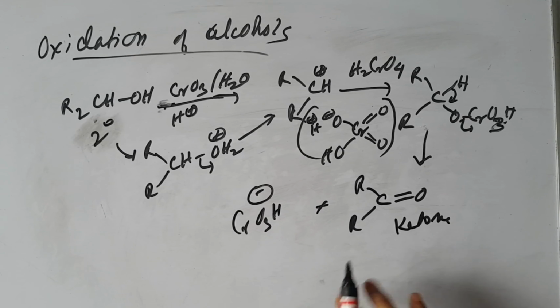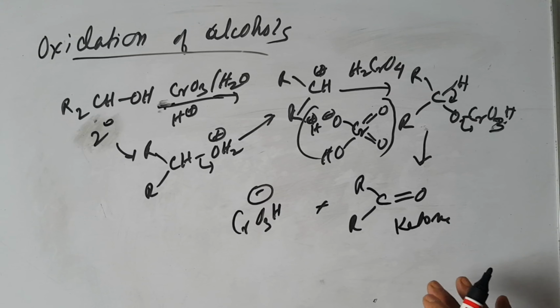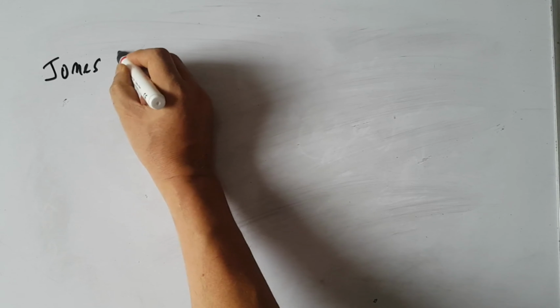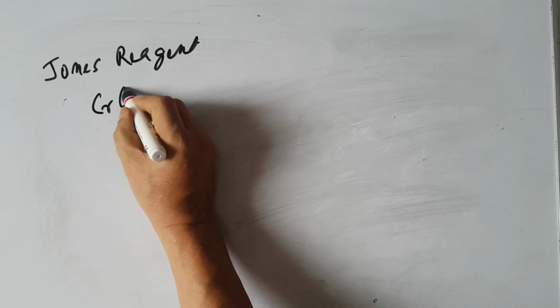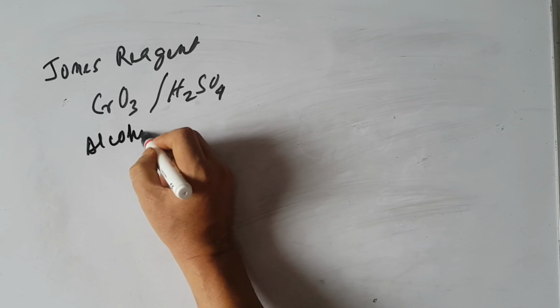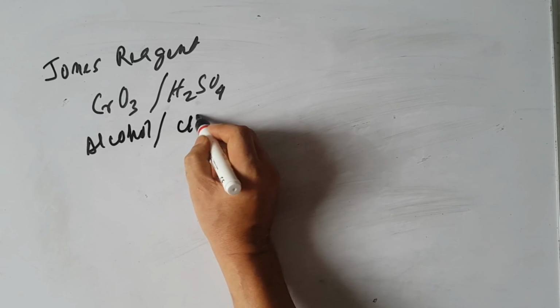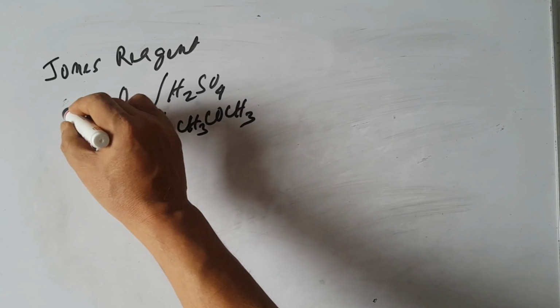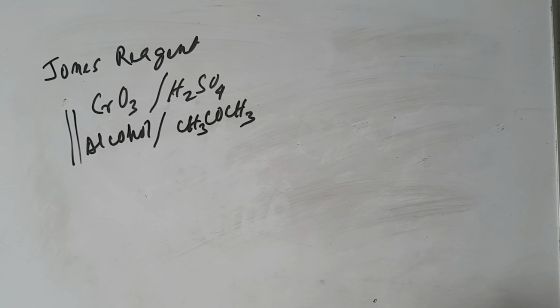Similarly, aldehydes can also be oxidized like this. But if we use chromium trioxide in the presence of sulfuric acid with acetone, then you get the Jones reaction. So oxidation of alcohols can take place by using the Jones reaction. In the Jones reaction, the alcohol is first dissolved in acetone, and into that solution of alcohol in acetone we put chromium trioxide and sulfuric acid. Chromium trioxide in sulfuric acid is known as Jones reagent.